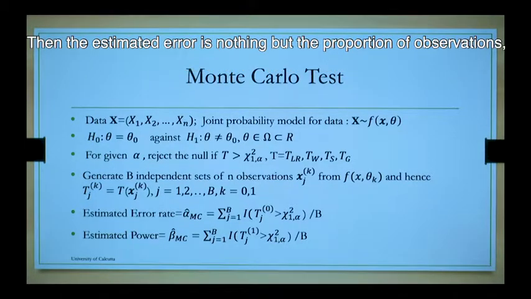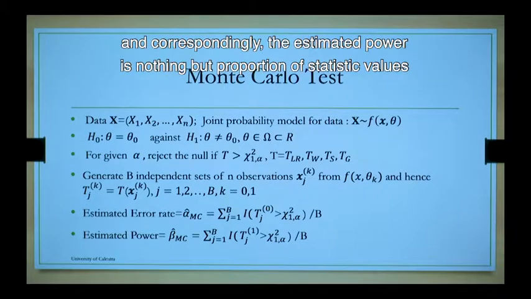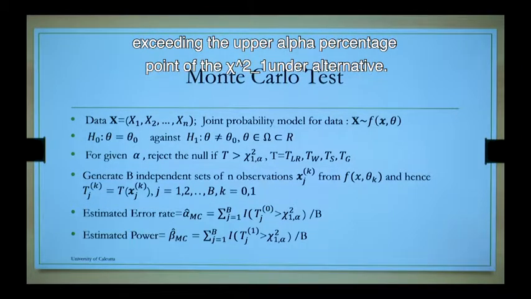Then the estimated error rate is nothing but the proportion of statistic values exceeding the upper alpha percentage point of chi-square 1 distribution, and correspondingly the estimated power is nothing but the proportion of statistic values exceeding the upper alpha percentage point of chi-square 1 under the alternative.